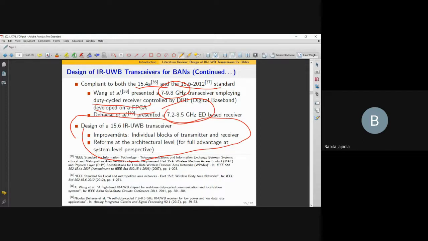So there is still a requirement, it's an active research area, how to design a 15.6 IIRUWB transceiver. Not only for IIRUWB, you can design for narrowband or for HPC as well. As we mentioned, 50% of power consumption is in the transmitter and the receiver, but there are still chances of improvement. In this presentation, we will discuss how the individual blocks of the transmitter and receiver can be improved to reduce the power.